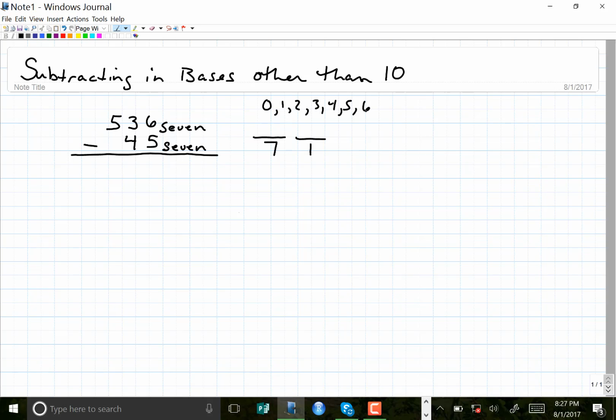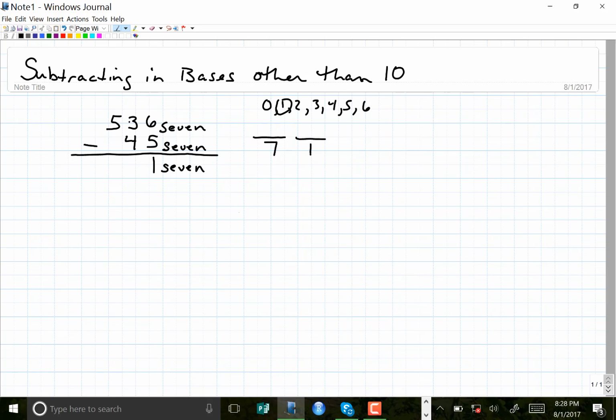Okay, so again, do the subtraction as you would in base 10. Think base 10, but write base 7. So here we say 6 minus 5 is 1. Okay, 1 is a base 7 number, so all we have to do is write it down. Now remember again that our answer is in base 7.